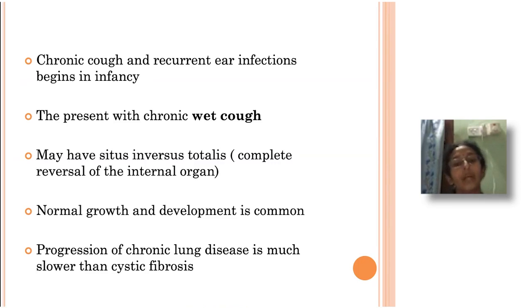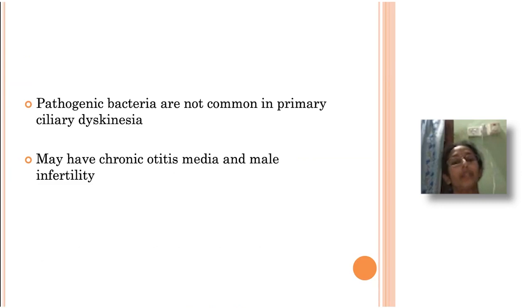ciliary dyskinesia. They can have normal growth and development, and progression of chronic lung disease is much slower than in cystic fibrosis. Even though they progress to chronic lung disease, the progress is slower when compared to cystic fibrosis. Pathogenic bacteria are not common in primary ciliary dyskinesia, but they are common in cystic fibrosis. They may have chronic otitis media and male infertility, which can develop later.